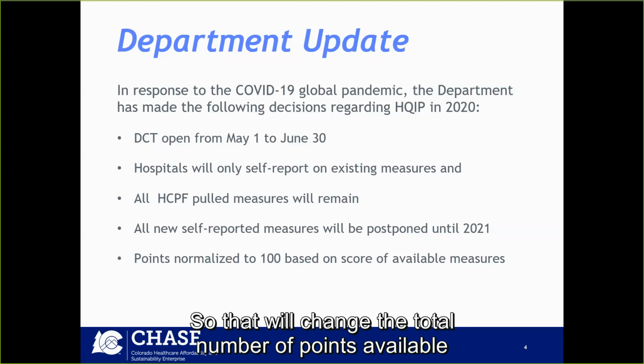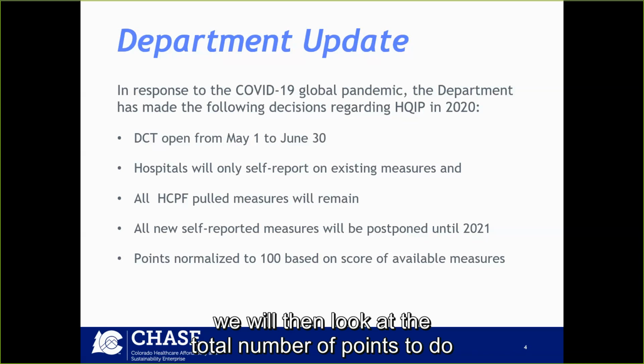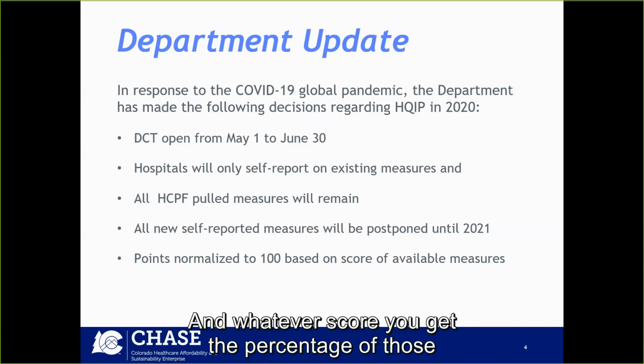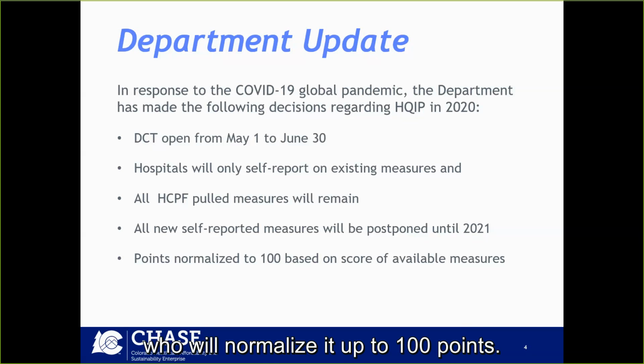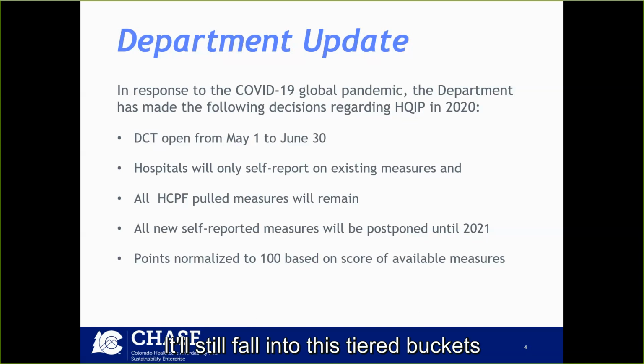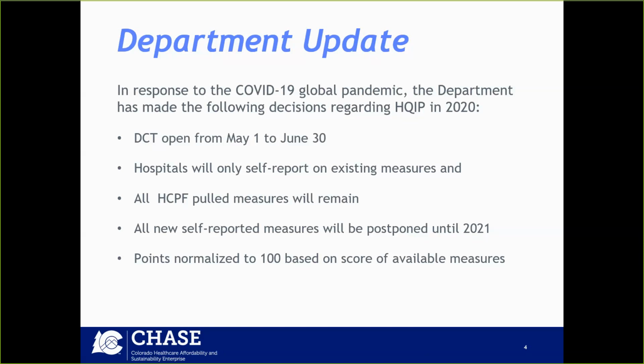So that will change the total number of points available in the program. Instead of trying to re-score measures and give them different point values, they will all keep their exact point values. We will then look at the total number of points that remain in the program, and whatever score you get as a percentage of those, we will normalize that up to 100 points, so everyone will still get a score out of 100. That'll still fall into those tier buckets that we have in regulation in terms of the dollar per adjusted discharge add-ons. We can go to the next slide, please.